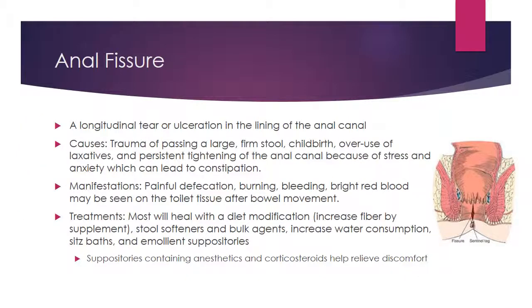Next, we have an anal fissure, which is a longitudinal tear or ulceration in the lining of the anal canal. Some causes are trauma from passing a large, firm stool, childbirth, overuse of laxatives, and persistent tightening of the anal canal because of stress and anxiety, which can lead to constipation. Some manifestations include painful defecation, burning, and bleeding. Bright red blood may be seen on toilet tissue after a bowel movement.